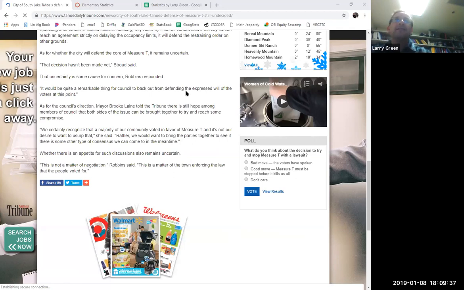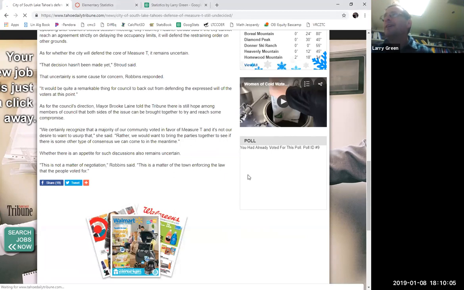So how would you vote for this poll? Okay, voters have spoken, says Tammy. Anyone else? Measure T must be stopped. Okay, so now we're definitely split on this one. Bad move, voters have spoken. Bad move. Okay, so I'm going to see if it lets me vote. It didn't let me earlier in a different room. We'll see if it does now. It said I already voted. So let's try again. Yep, already voted. Okay, so I have to, unfortunately, click there.